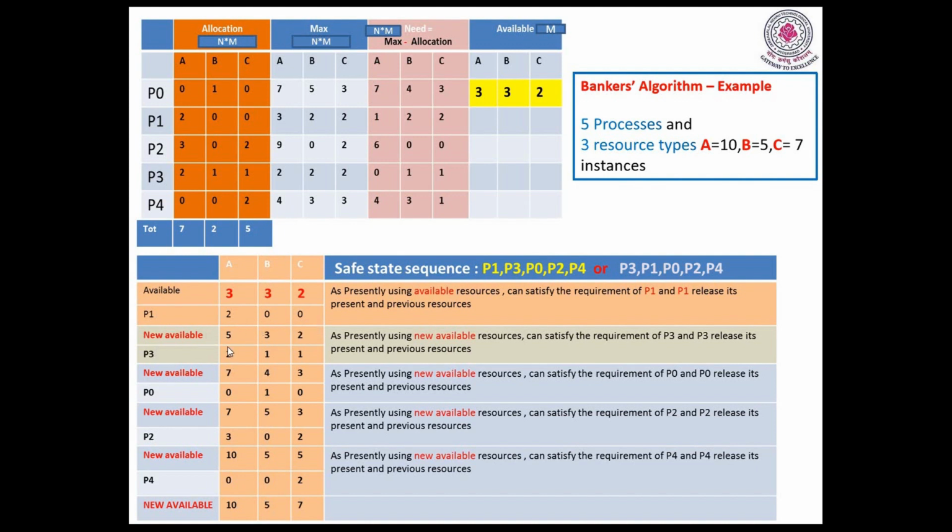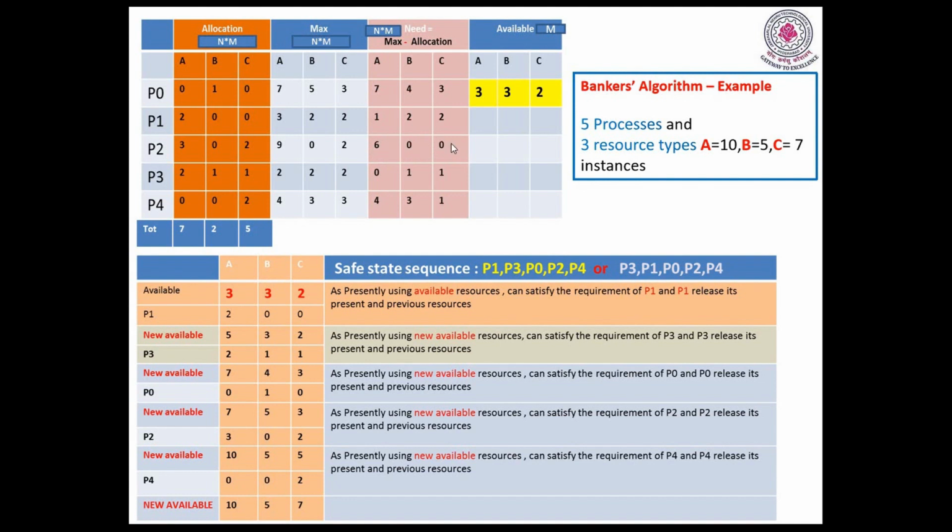Now available resources 5 3 2. Now what are the pending processes? P0, P2, P3, P4. Now with available resources, I want to check which are feasible processes. 5 3 2. Next go for the P2. P1 is already completed. So we are moving to the P2.